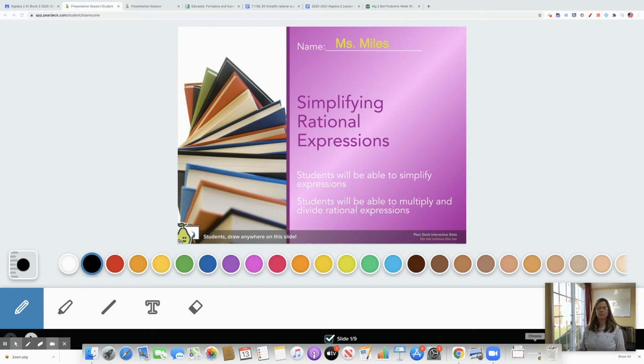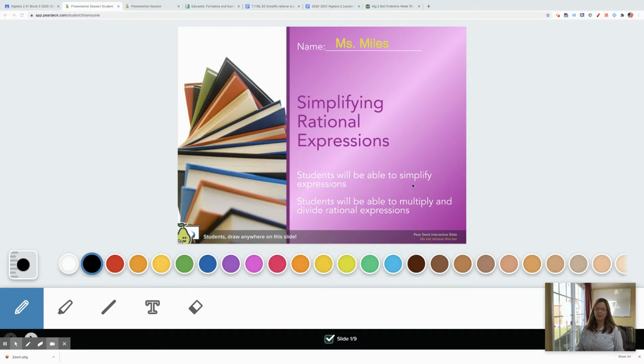Welcome to a lesson on simplifying rational expressions. In this lesson, you will be simplifying expressions that look like fractions where the numerator and denominator are both polynomials. The goal is that you will be able to multiply and divide rational expressions. So we will get started.